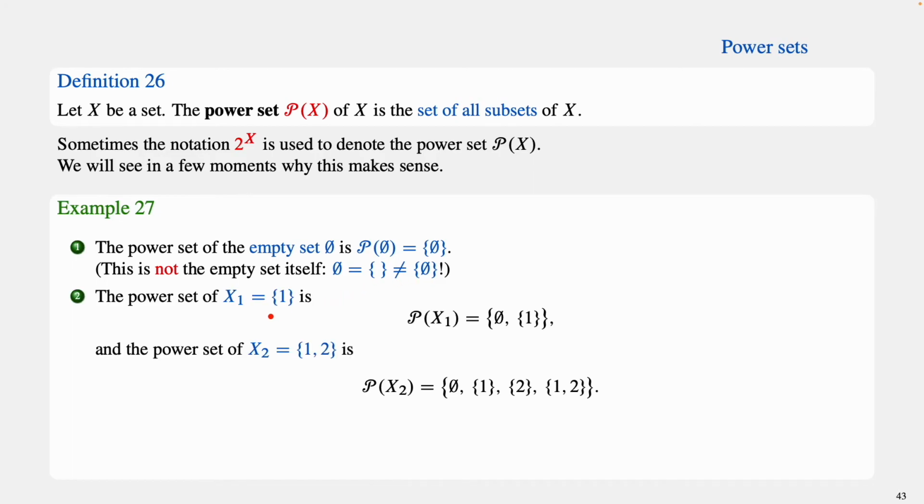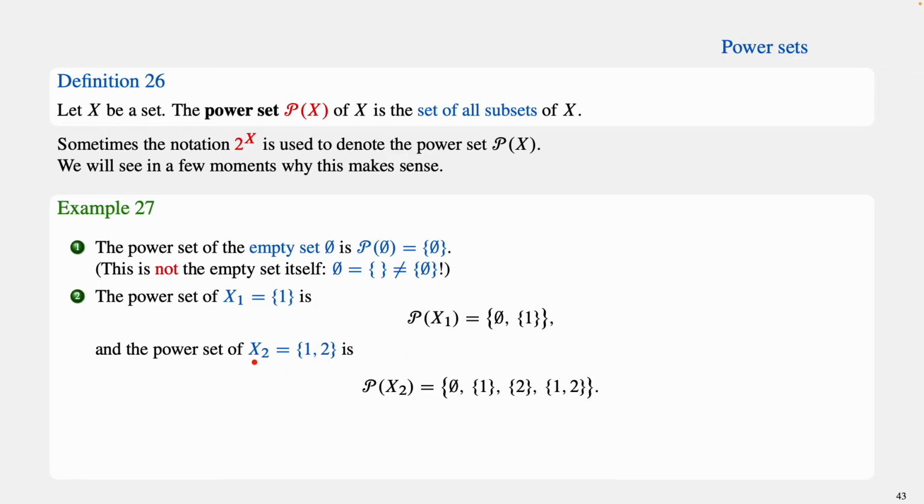Next, we have a set X1 which has precisely one element, the number 1 in this case, and the power set of X1 has two elements, namely the empty set, because as I just said, the empty set is a subset of any set. And then the only other subset we can find here is the full set itself. So the other element in the power set is the set containing 1 itself.